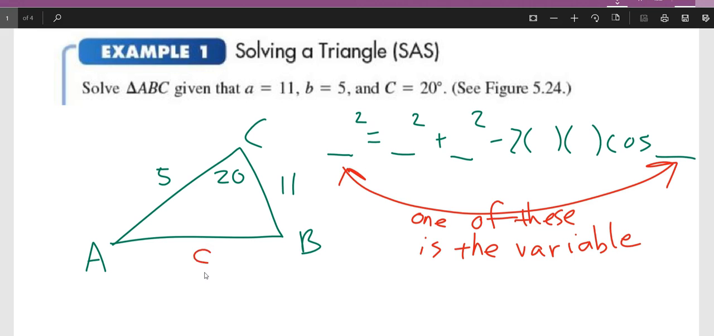We would like to find side C. Now remember, this says solve the triangle. What I want you to notice is whatever angle you have, you want to find the side opposite that one. So where do you think the 20 should go in my formula? It's the cosine, right? It's the angle. And what is the side opposite it? C.